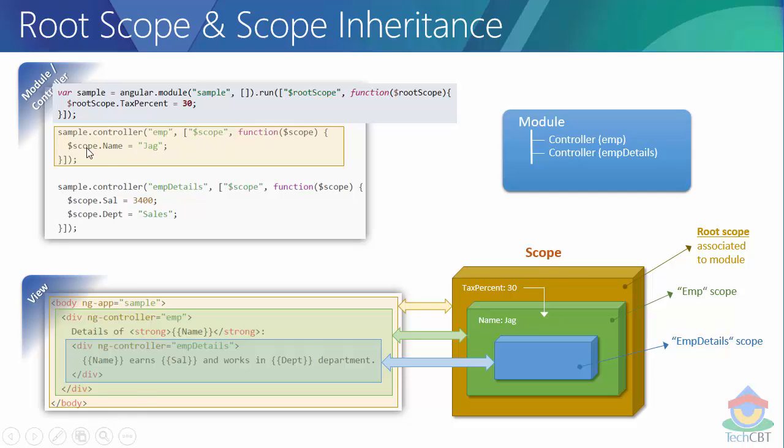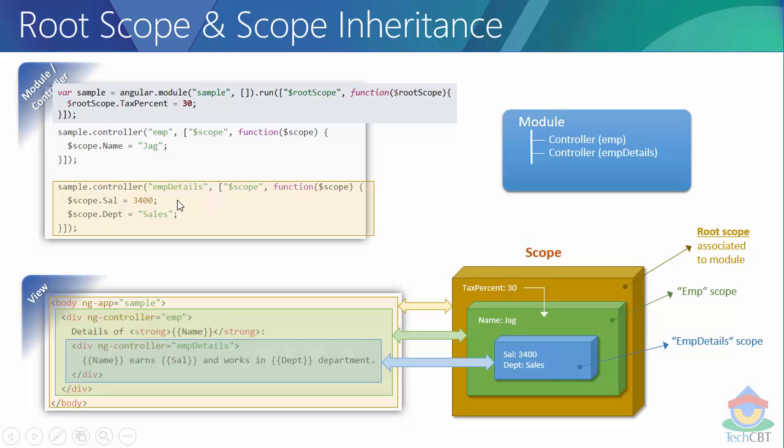Even though this scope doesn't know anything about tax% here, this scope is inheriting from the root scope, so all the members which have been defined as part of the root scope will be automatically made available to the nested scope. So in this case, the EMP scope will have name and also tax%. So let us see how the third one is going to be executed, which is our EMP details.